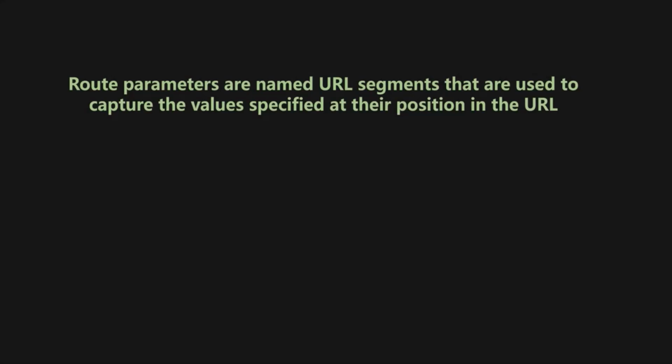Route parameters are the named URL segments that are used to capture the values specified at their position in the URL. For example, let's say we have this URL. Now, in this URL, this ID is the route parameter. When we make a request to this URL from the client, for this ID, we need to specify a value. So here you can see this ID is a named URL segment, and while requesting this URL, in place of ID, we specify a value.